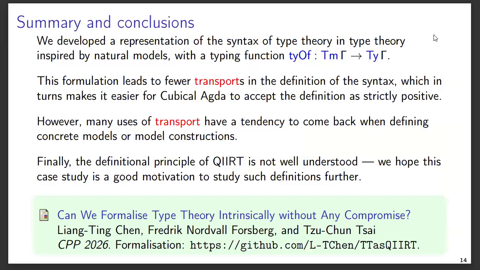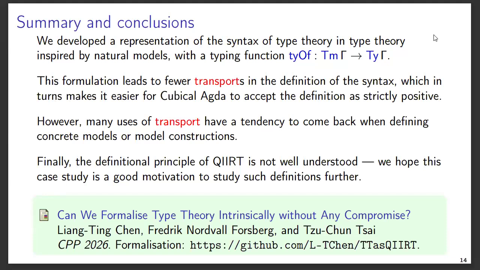Okay, I think it's well time we stopped. So let me just summarize what we did. We tried to define a new representation of the syntax of type theory, which in hindsight can be seen to be inspired by natural models. The good news is that it lists fewer transports in the definition, which makes some things easier. But the bad news is that these transports somehow come in when you actually work with these things, and there's no free lunch, I guess.